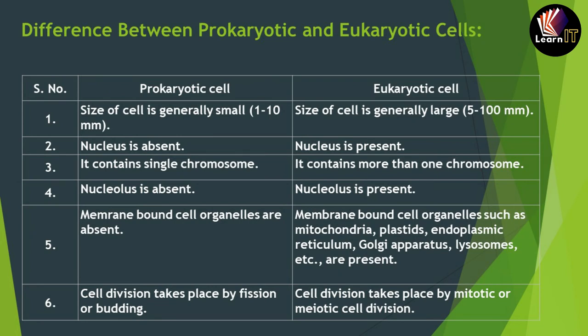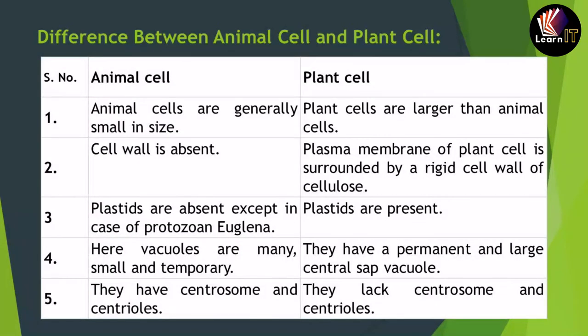Now you will be thinking that many of the words like chromosomes, nucleus, membrane-bound, mitochondria, etc. that I have just told you, you don't know about them. We'll be taking this topic in detail in our next video. So please stay tuned to it. Let us move to the next topic, which is the difference between animal cell and plant cell.